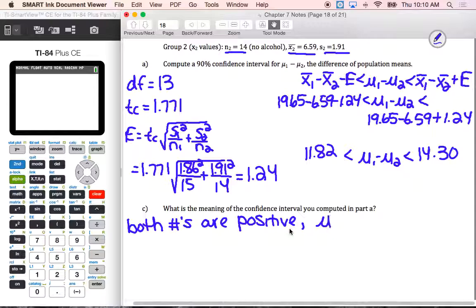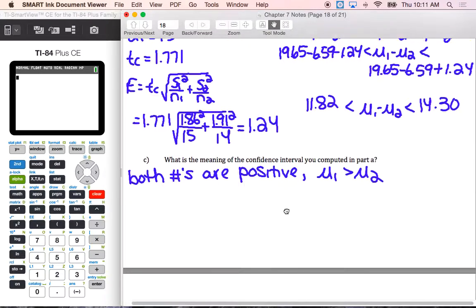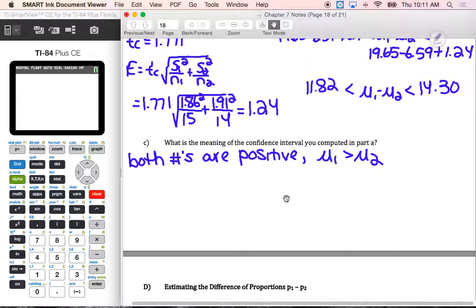So that means mu1 is greater than mu2. Our mu1 is the group that has the alcohol. Our mu2 is the group that doesn't have the alcohol. So we're saying the group that has the wine is going to have more brainwave activity or be more awake than those who didn't have it from 4 to 6 a.m. So we want to write our sentence then to reflect that.